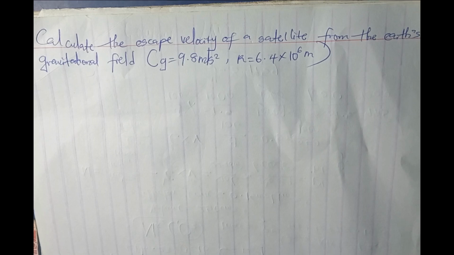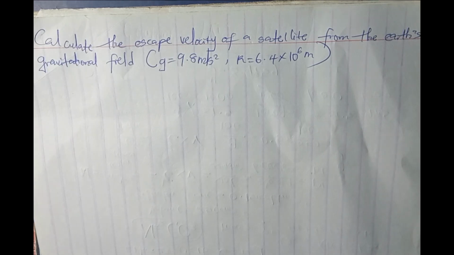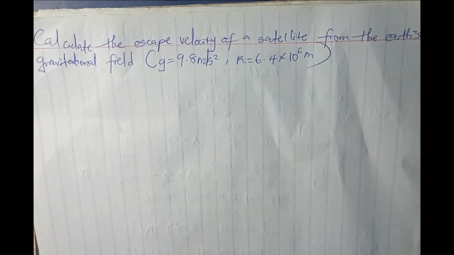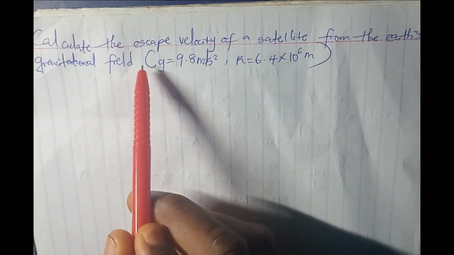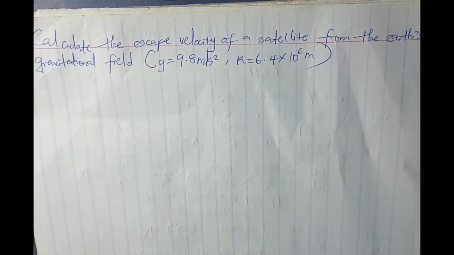Today we have the question which says calculate the escape velocity of a satellite from the Earth's gravitational field. They gave us hints: small g, which is acceleration due to gravity, 9.8 meters per second squared, then the radius of the Earth as 6.4 times 10 raised to power 6 meters. Now, what is escape velocity and what formula are we going to use to solve this question?